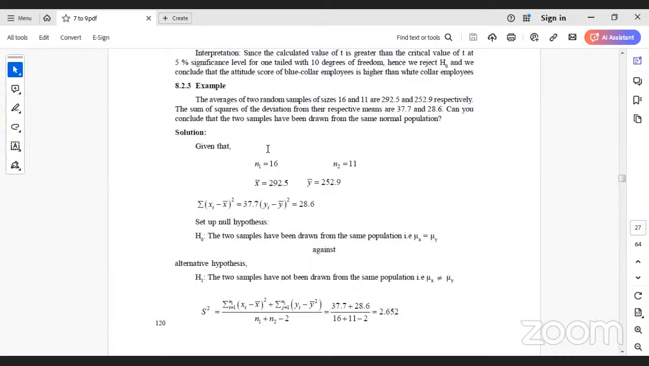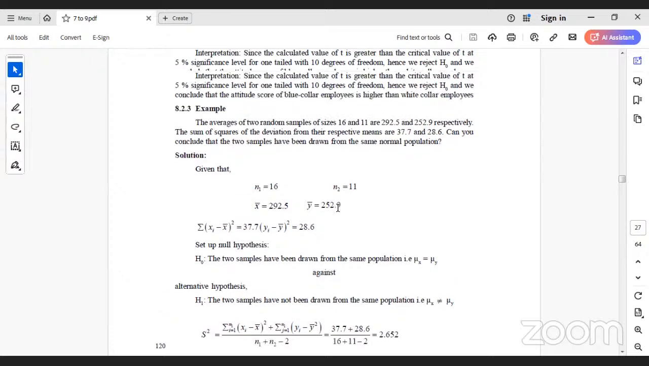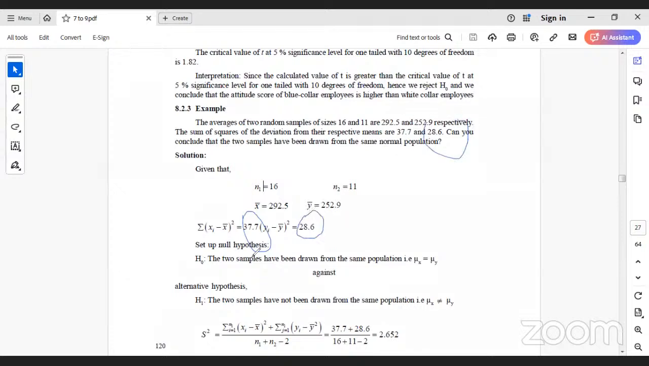Given that n1 is equal to 16, n2 is equal to 11, x bar is equal to 292.5, y bar is equal to 252.9. So summation of (xi minus x bar) whole square is equal to 37.7, as given here. The mean is given here. Summation of (yi minus y bar) whole square is 28.6, given here. So the null hypothesis: the two samples have been drawn from the same population, mu x is equal to mu y. Alternately, mu x is not equal to mu y.